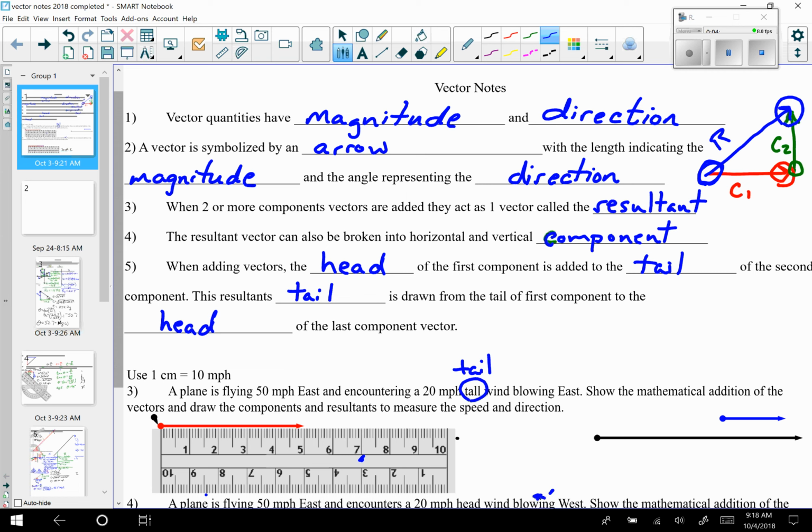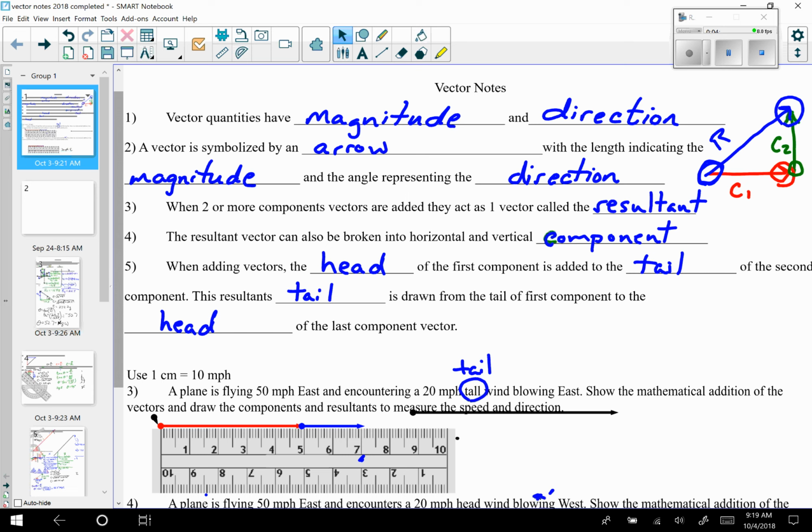Well, once again, when we draw the components, we have to add the components head to tail. So I'm going to take the head of that red arrow there and add it to the blue tail. And so the blue was 2 centimeters long, the red was 5 centimeters long. And if you notice, when you add those two together, you would get a resultant. Well, the resultant is drawn from the tail of the first to the head of the last. So I'm going to put my black arrow over here that I already drew. The black arrow is going to start on the red's tail and end up on the blue's head.